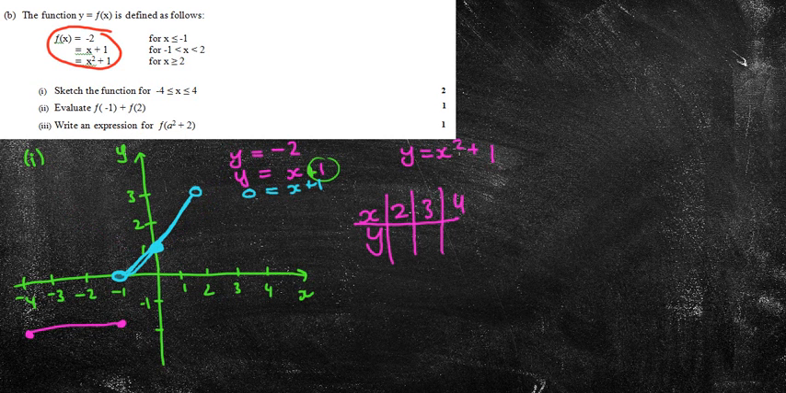So 2 squared is 4 plus 1 is 5, 3 squared is 9 plus 1 is 10, 4 squared is 16 plus 1 is 17. I don't have those values on my graph, which is a bit tough, but that's okay. So I've got 2 and 5, which would be about here, and then it goes up. So again, it's a bit hard to see. I probably need to have a bigger axis here. So that's part of my parabola, okay?